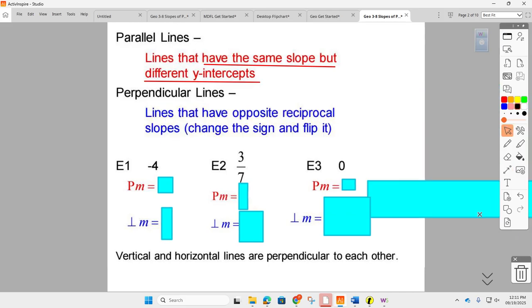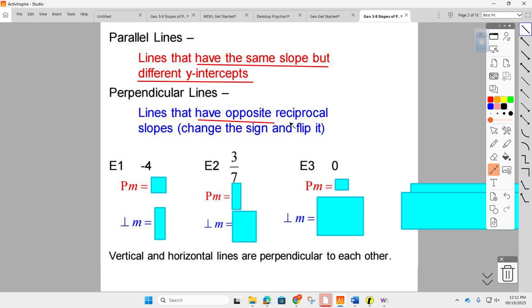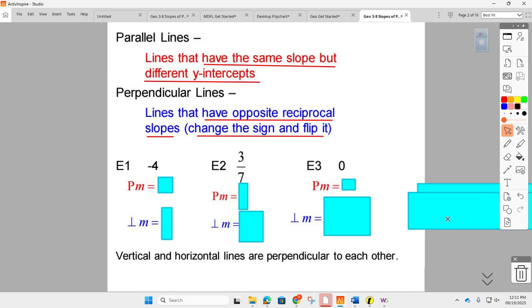You can just write, let's write the first part. Perpendicular lines have opposite reciprocal slopes. I do want you to write, change the sign and flip it. We're going to do examples so you'll know what that means. We mean flip the fraction.